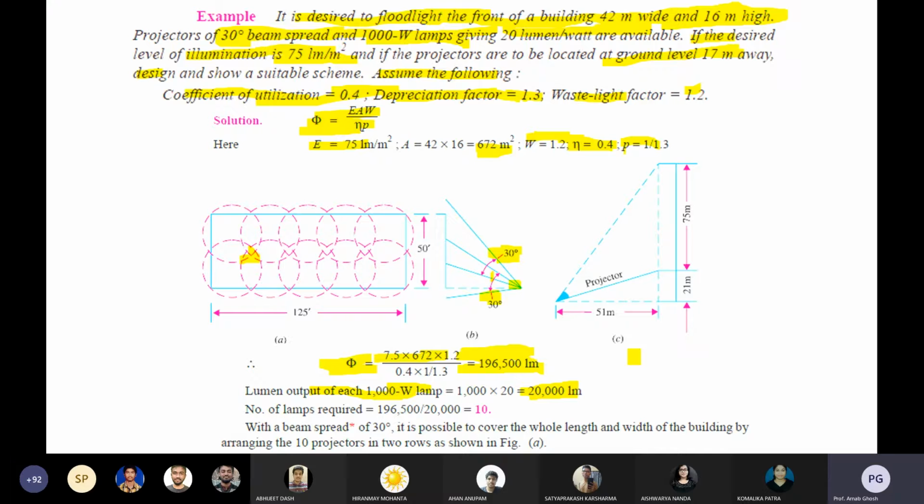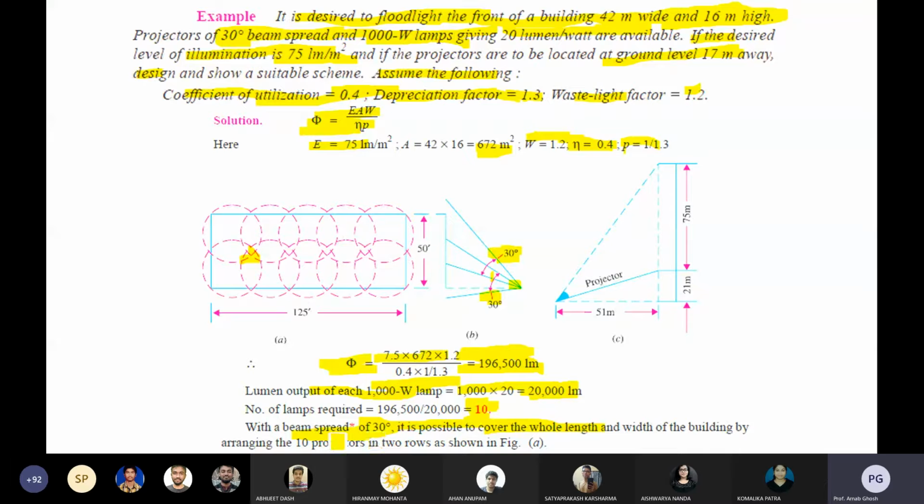For each 1000 watt lamp you are getting 20,000 lumen. So divide the total lumen by the lumen per individual lamp. It comes nearer to 10 approximately. We are getting some fraction, but round it up, and approximately 10 is coming. So with a beam spread of 30°, it is possible to cover the whole length and the width of the building by arranging the 10 projectors.